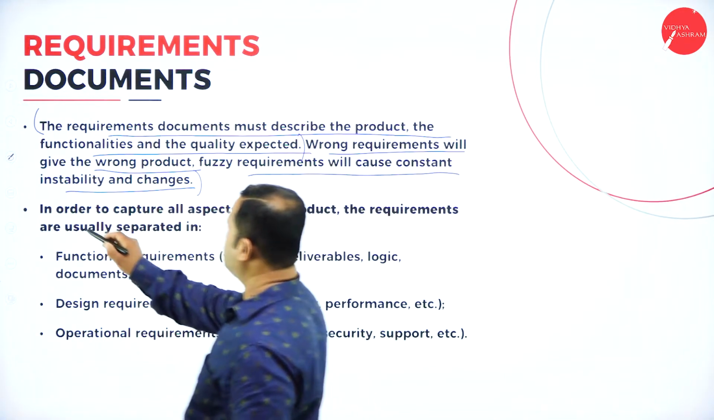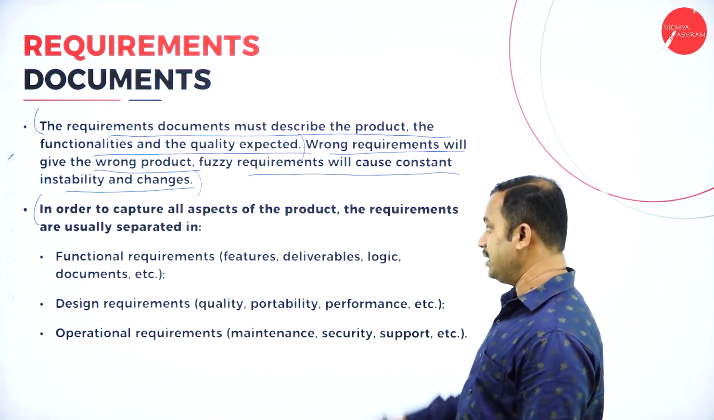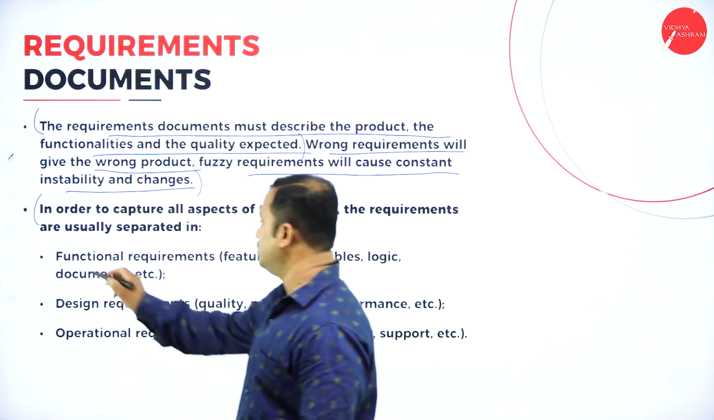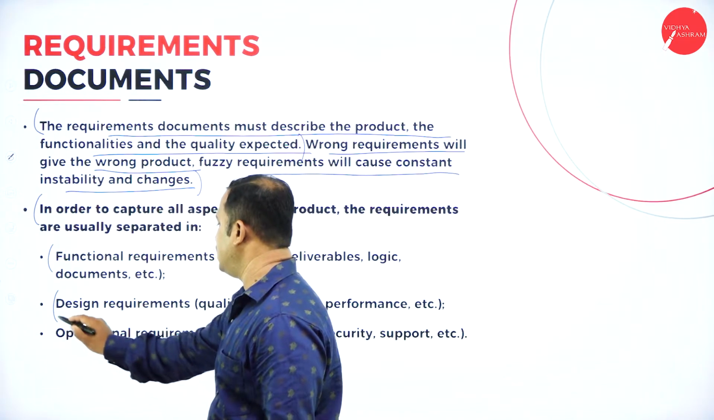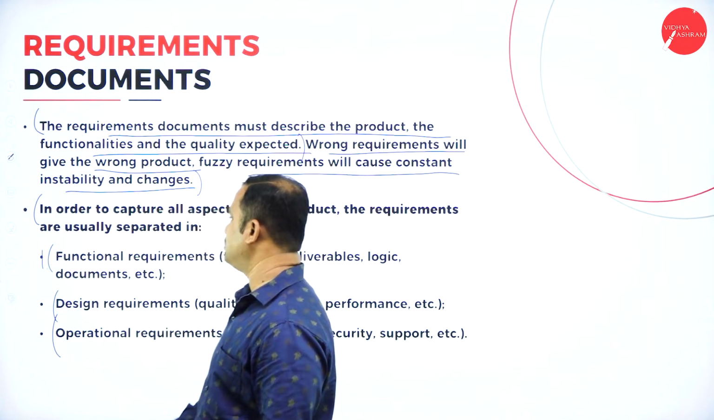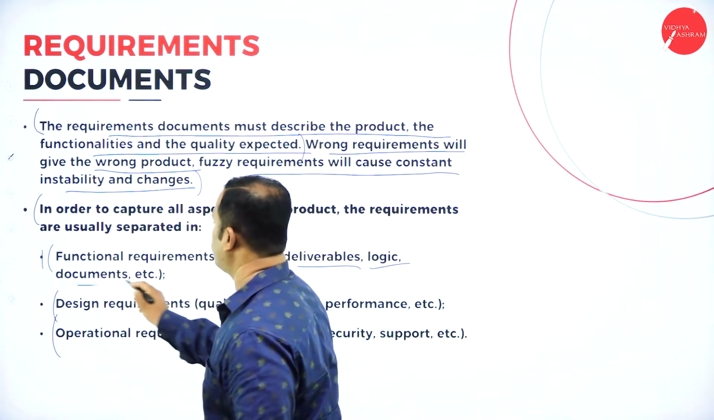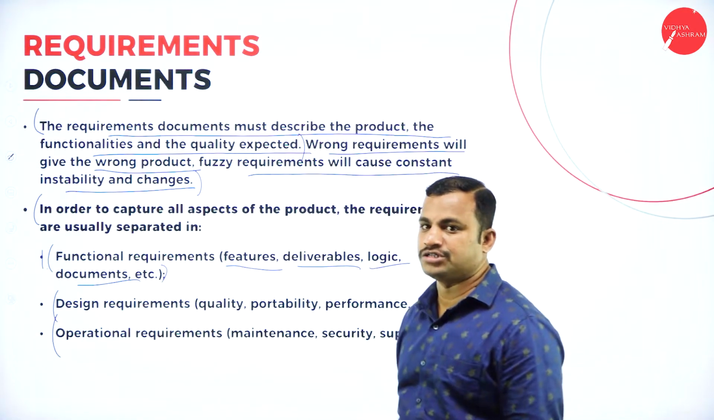In order to capture all aspects of the product, the requirements are usually separated into functional requirements, design requirements, and operational requirements. Three types. The first one is functional requirements. The functional requirements include the features, deliverables, logics, documents, etc. All these are called the functional requirements.